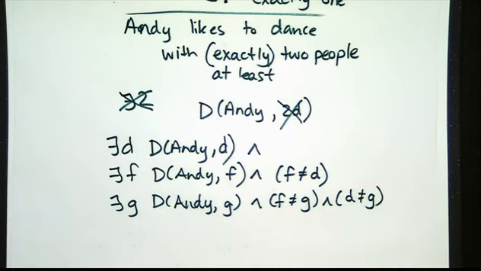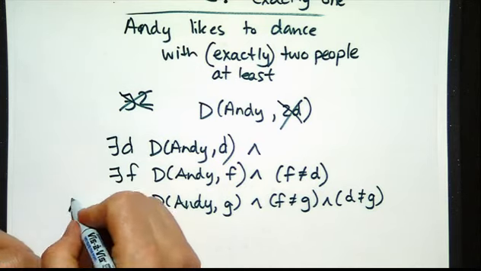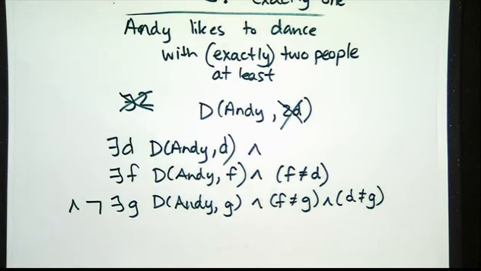There's a third person that he likes to dance with, right? Does that person exist? No, because he only likes to dance with two people. So that person doesn't exist. And that's it.